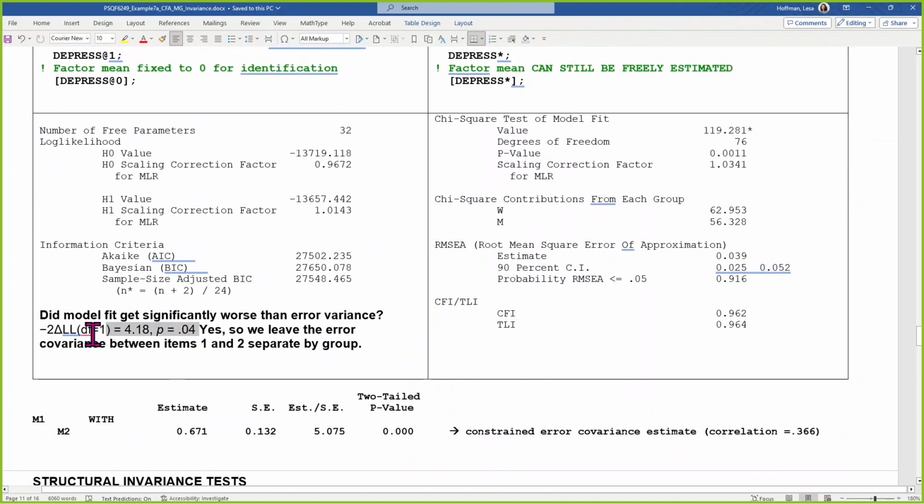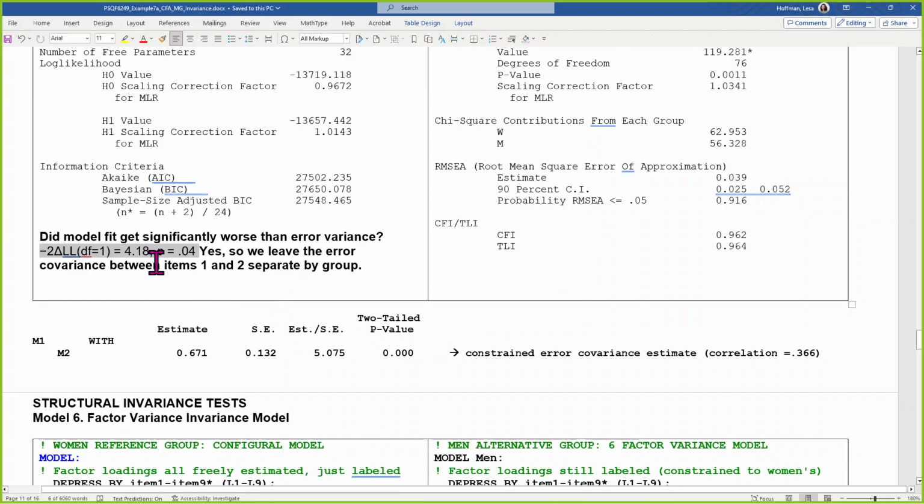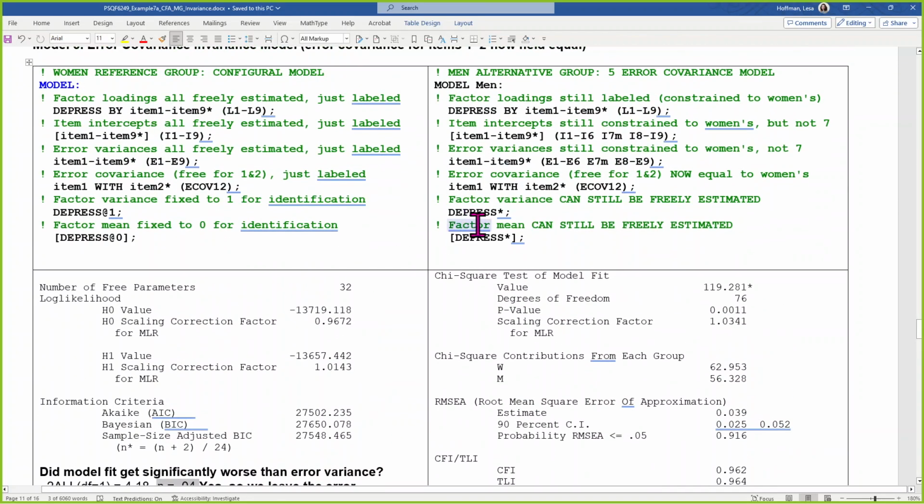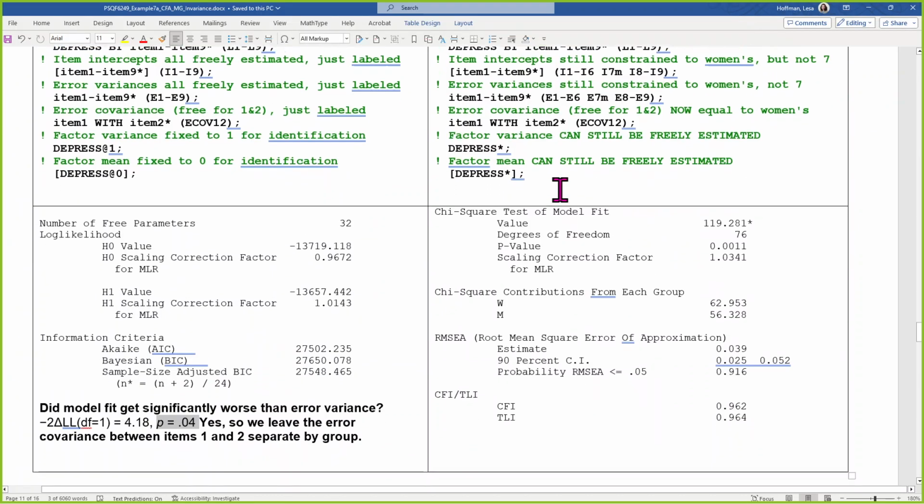And in this case, that 1 degree of freedom was enough to make it worse. P less than 0.04, so I don't need to go to modification indices because I know the one problem that I created. There's no ambiguity here. So whatever relation items 1 and 2 have in their residuals needs to differ across groups. So item 1 and 2 have something else in common that's not depression, and the extent of that commonness is different across groups. So be it.